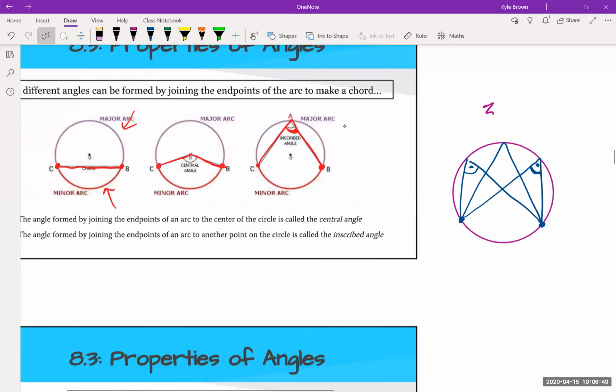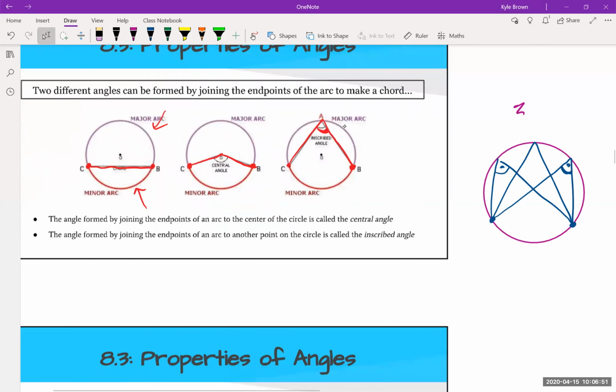Okay, so going back, you can make a chord. You can make a central angle by going from that point to the center, or you can go to any other point on the circle and then back again, and that'd be the inscribed angle. It's all just definitions at this point, but we're going to start doing a little bit of math with these definitions.